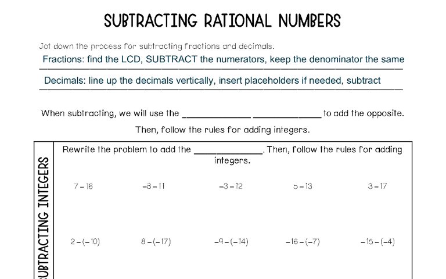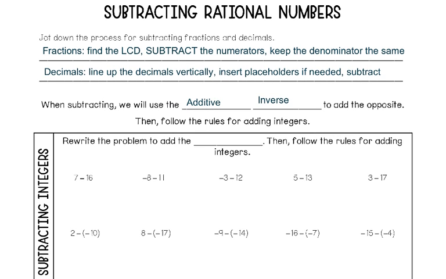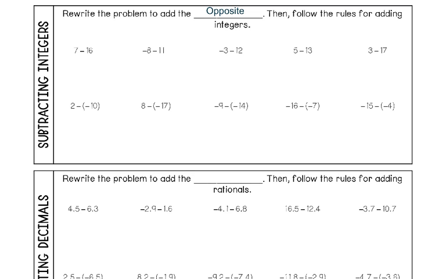When subtracting, we'll use the additive inverse to add the opposite. That just means that we are not going to subtract. We can always change a subtraction problem to a plus the opposite. So we're going to use our understanding of zero pairs, opposites, and additive inverses. They're all the same thing. To realize that we're not going to subtract, we're going to add the opposite. Keep, change, change. Remember? To start out looking at subtracting integers, we'll just remember that we rewrite the problem to add the opposite, then follow the rules for adding integers.